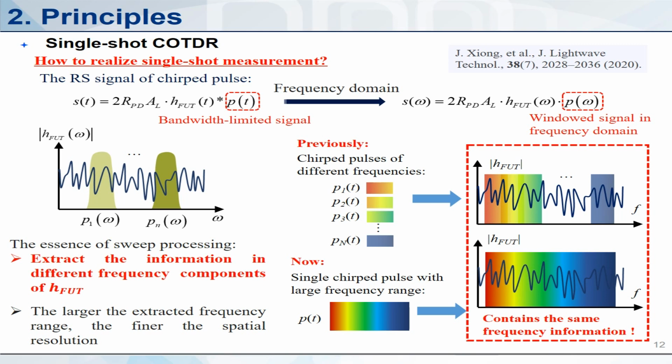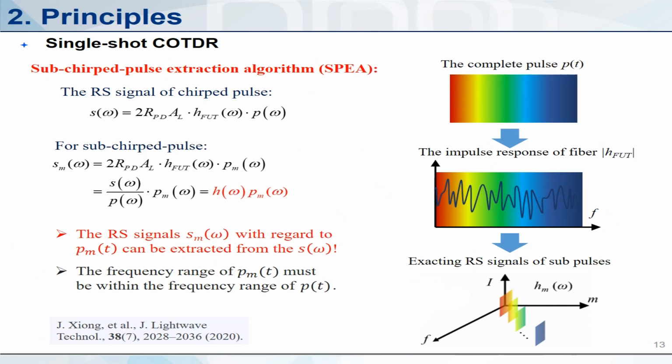So let's summarize the difference here. For traditional COTDR, chirp pulses with different frequencies are launched in order and finally we get H(ω). For single-shot COTDR, only a chirp pulse with a large frequency range is used, but eventually it will acquire exactly the same frequency information. Here we name our approach the sub-chirp pulse extraction algorithm. We can call it SPA for short.